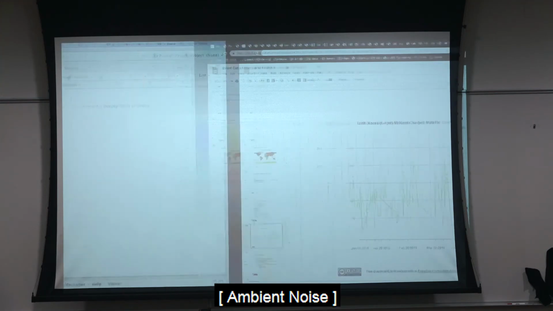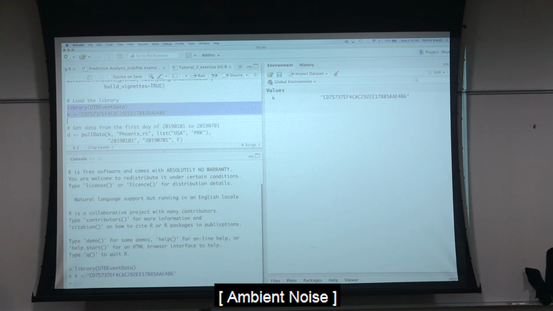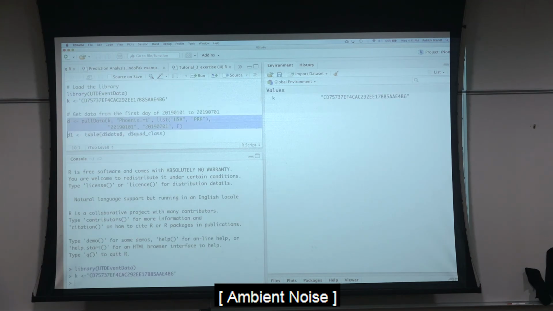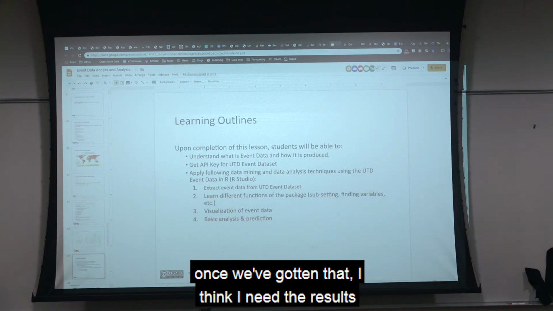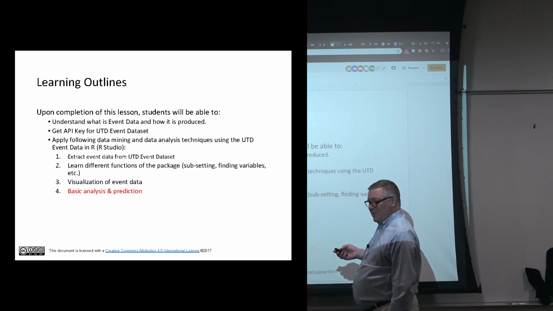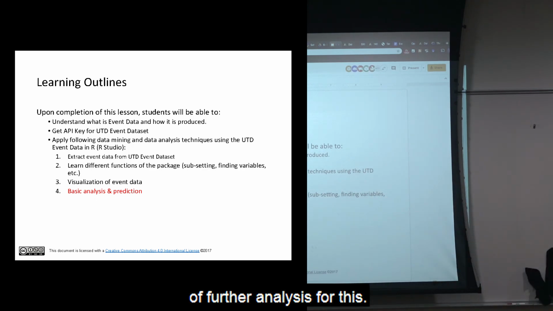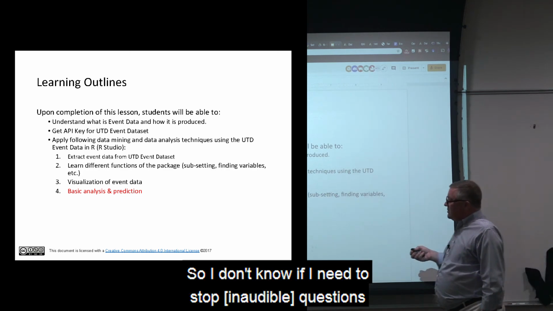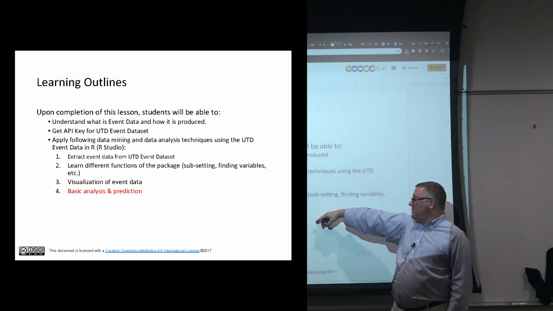So that gets at the basic plot. The last one of these I want to look at is, okay, once we've gotten that, and I think I need the results from the earlier one for this one, so I'm pretty sure I need to rerun that or try it again. We want to ask, okay, how do I do some sort of further analysis for this? And here I'm going to do a simple, basic sort of parametric model. So I don't know if I need to stop and entertain any questions, but if I do, let me know.